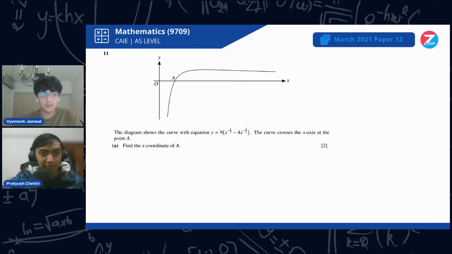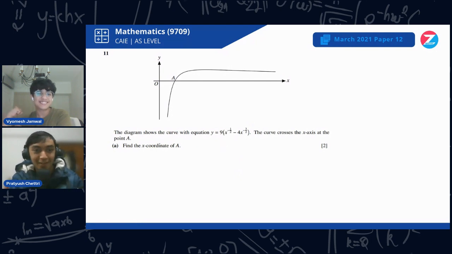Let's look at this diagram. A lot of these questions are paired with integration questions, so in the next video you'll be seeing a lot of the same questions with integration parts on them. But for now, let's go. It wants us to find the x coordinate of A, and A is the point where the curve crosses the y-axis. This is a really simple question.